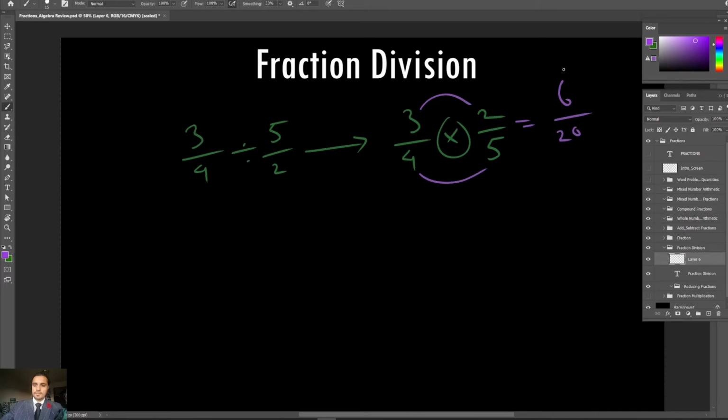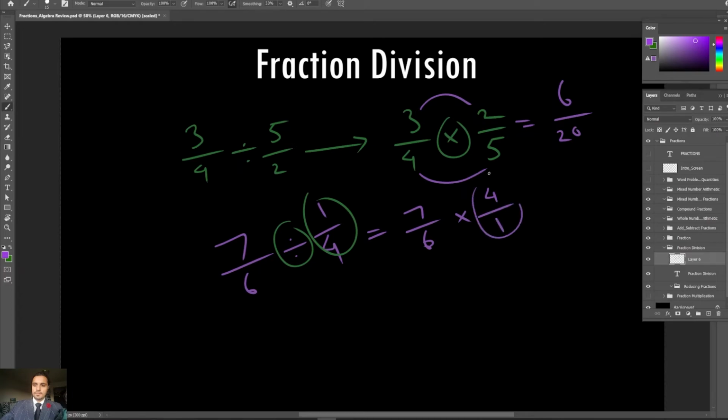Let's take another example. Let's say you have 7 over 6 divided by 1 over 4. What do we do? All we have to do is invert this, and that will automatically invert this. And so we're going to end up with 7 over 6 multiplied by 4 over 1, which is pretty much the same as 4. So 7 multiplied by 4 is 28, and 6 multiplied by 1 is 6. So there you go. That's all we have to do.